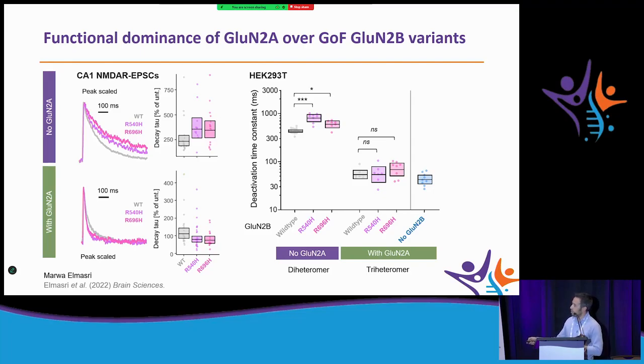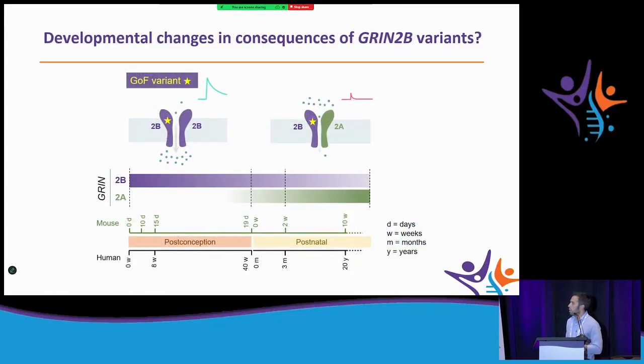But when it comes to expressing GLUN2A as well to make these trihetramers, then in that case we find that the deactivation time constant is a lot shorter, almost as short as the deactivation time constant of receptors that only have GLUN2A. So this got us thinking, okay, since GLUN2A is changing during development, could the way that the synaptic receptors respond differ at different stages of development?